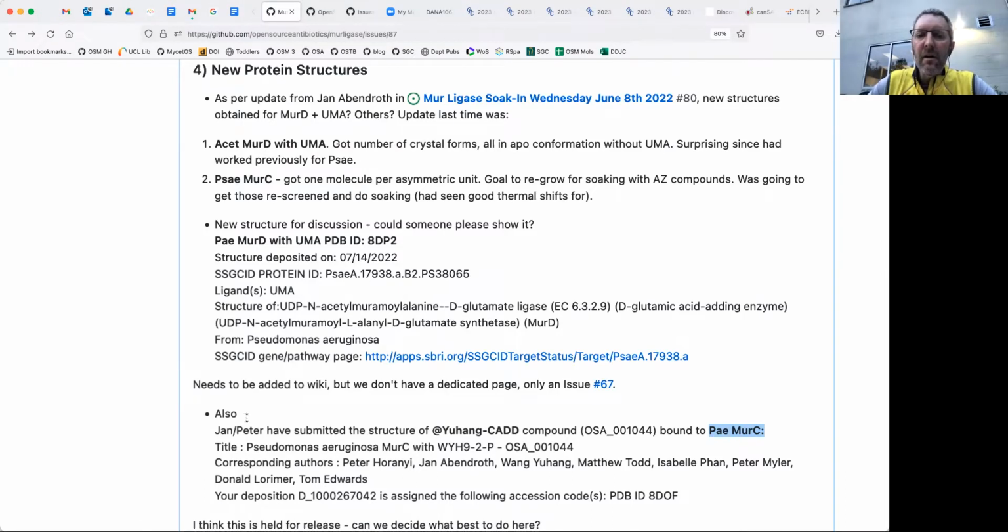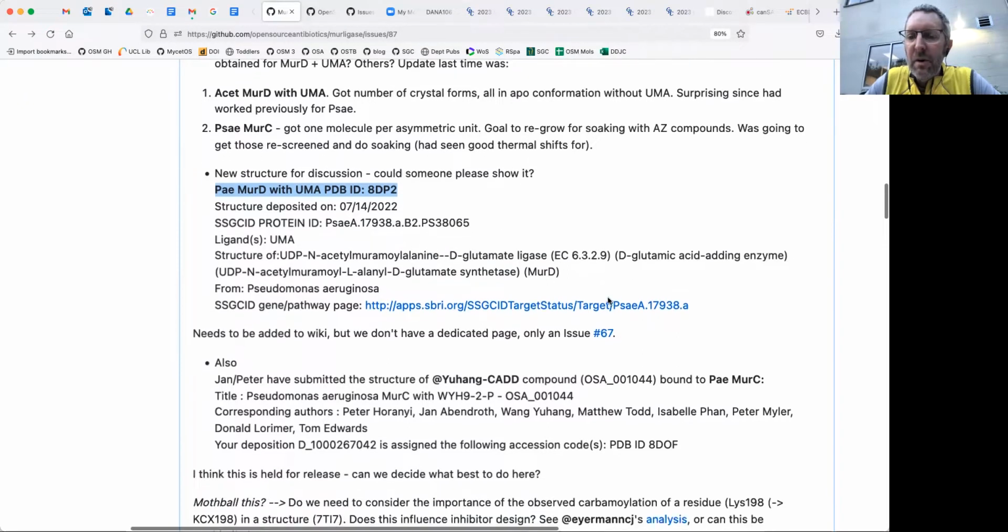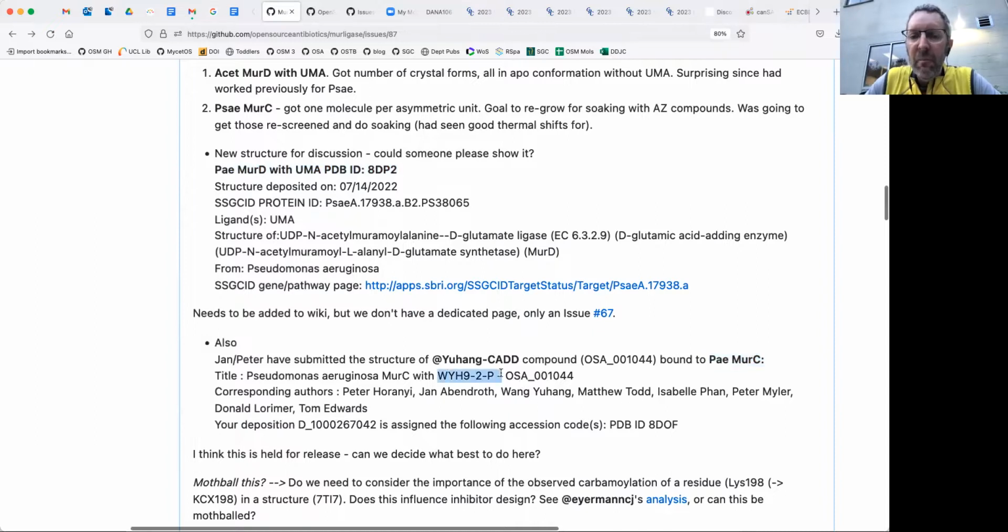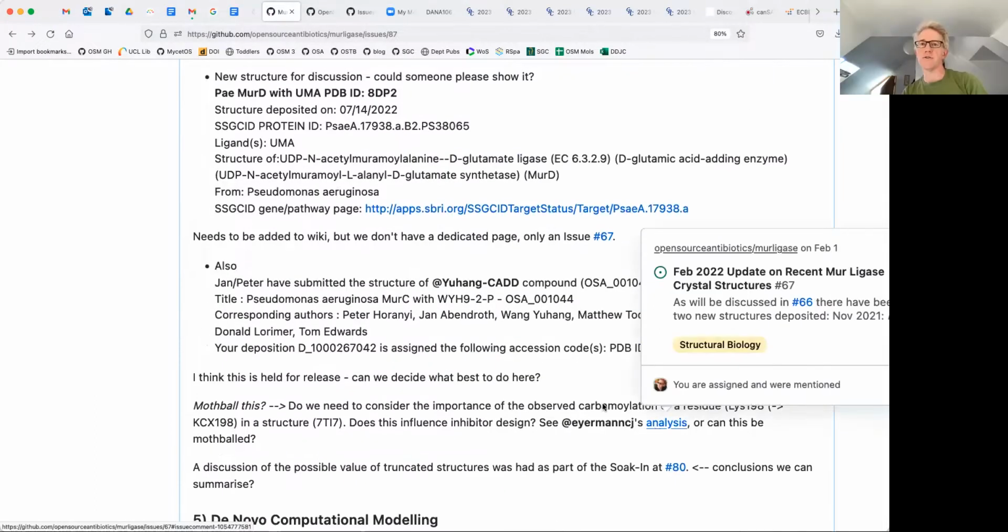Yeah. So the first one, Pseudomonas MurD with UMA, has been deposited and it has been shared with the team. So that's all done. Then the Pseudomonas MurC with the compound listed in the next line, to the best of my knowledge, Peter Horani has followed up on that, and that structure has been deposited. I can't give you the PDB code. Oh, there it is. Okay. Yep. It's been held, so it's not there.